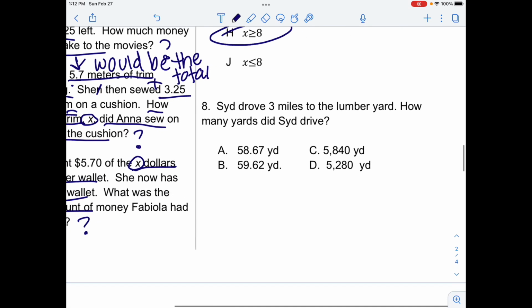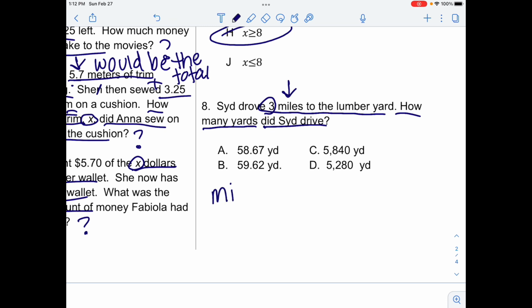Alright, number 8. Sid drove 3 miles to the lumber yard. How many yards did Sid drive? Okay, so what are we given here? We're given miles, and we are going to yards. So this is our unit conversion question.